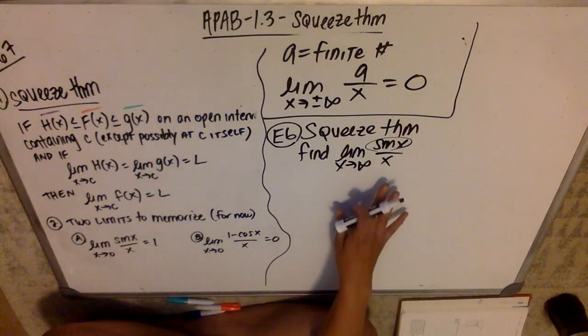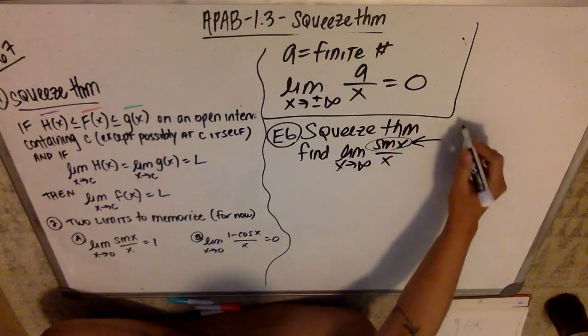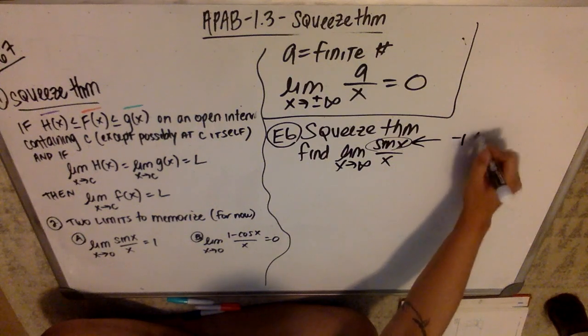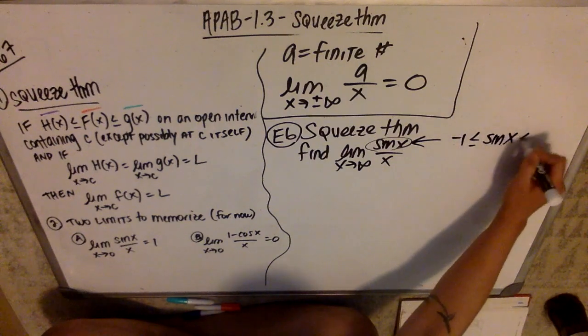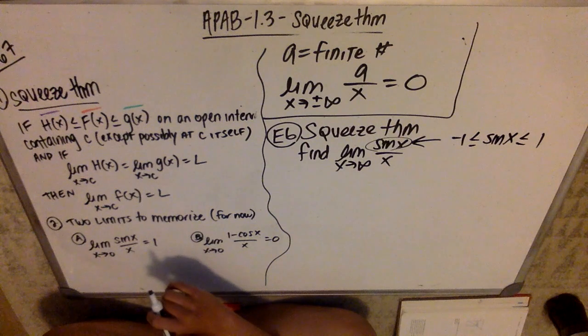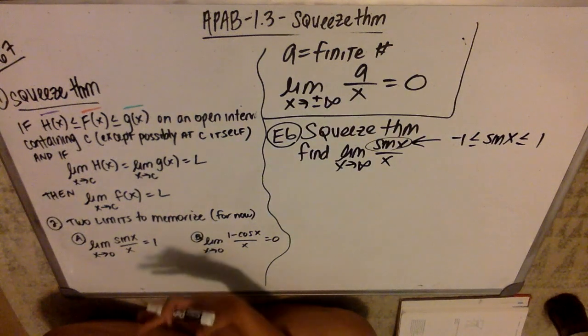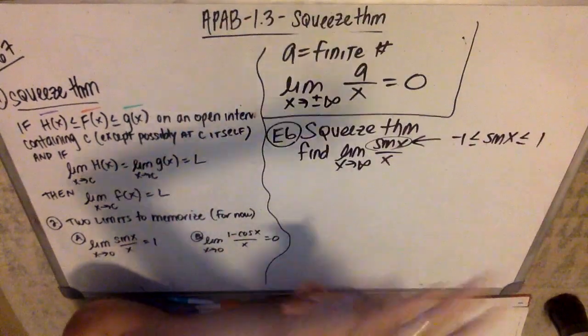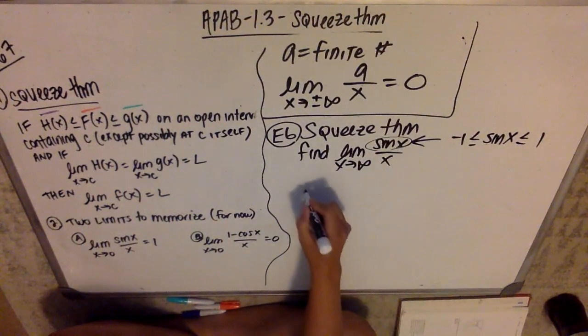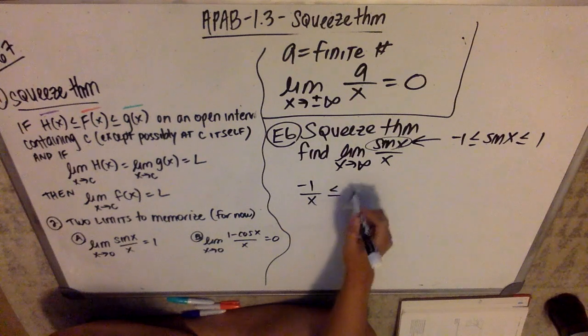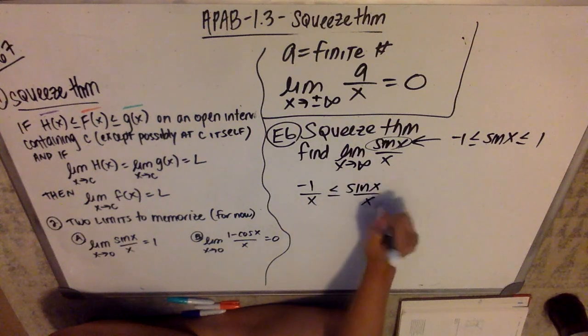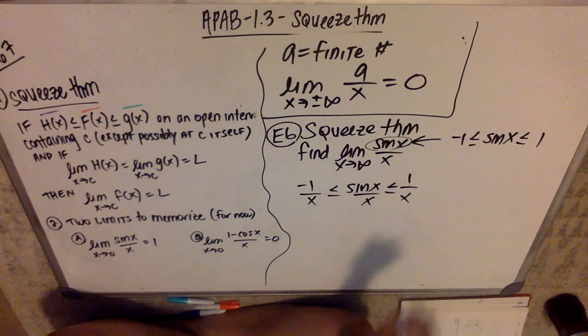So the trick here is that what we know about sine is that sine is always greater than or equal to -1 and less than or equal to 1. If you picture what you know about the unit circle, the biggest sine of x can ever get is 1, the smallest it can ever get is -1. So what that means is that I could write that -1 over x is less than or equal to sine of x over x, which is less than or equal to 1 over x.